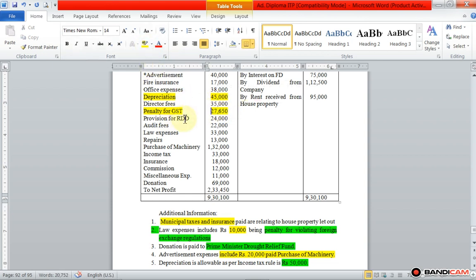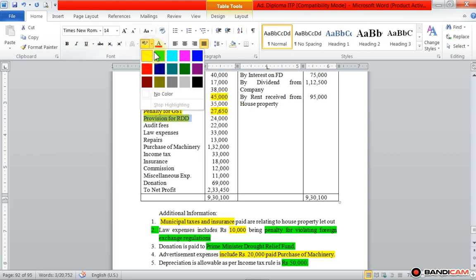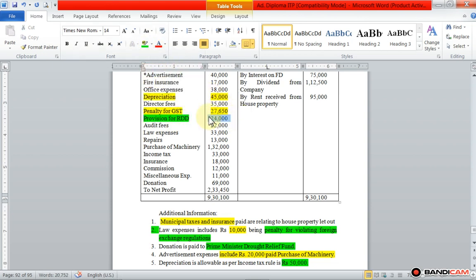27,650. Provision for RDD: any provision, any reserve is disallowed. Okay, so provision for RDD is disallowed. 24,000. Then audit fee is an allowable expense.